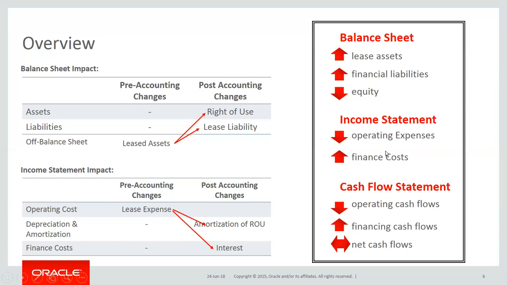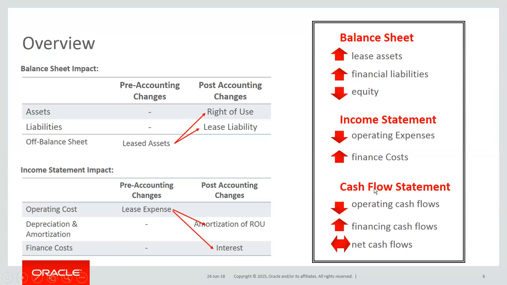Coming to the income statement, your operating expenses are going to go down, because there is a split between the amortization of ROU and the finance charge. What was earlier shown as a single line is now being split into two lines, and the two lines go under different heads in your income statement. Hence, your operating expenses are going to go down. Your finance costs, however, are going to go up. Earlier, there was no finance cost in the form of interest. Going forward, there is going to be a finance charge.